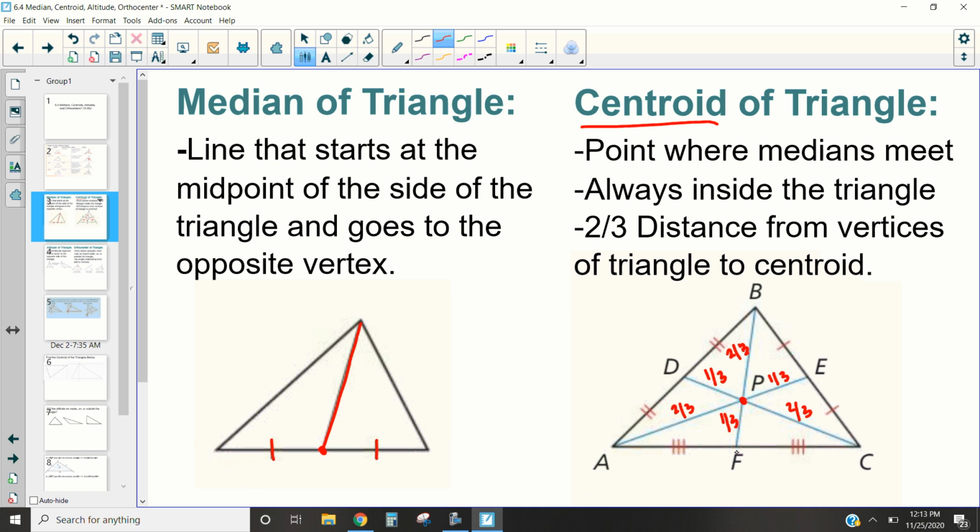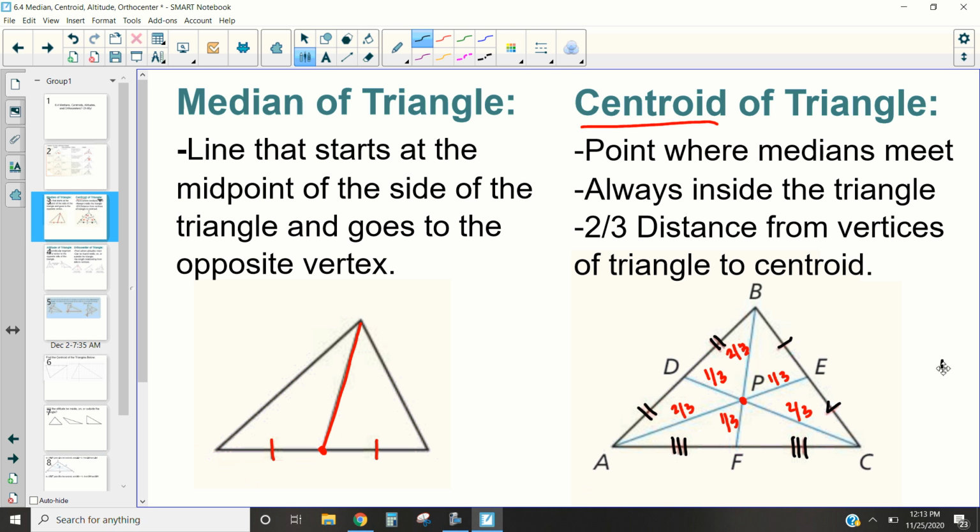And that's always really awesome. The other thing to take note of is remember the definition, or the description, of a median. It says that it starts at the midpoint, which means that our sides here are actually going to be congruent as they're split up. And so that can be super helpful when we're given just one or two small bits of information. We can actually use that information to determine what the rest of those side lengths are.